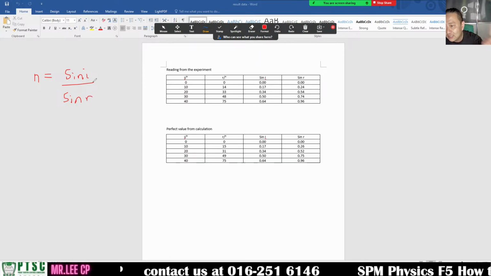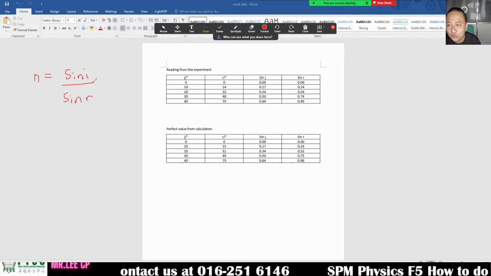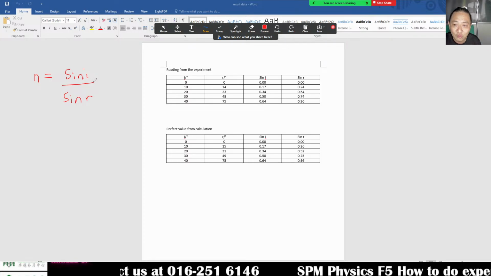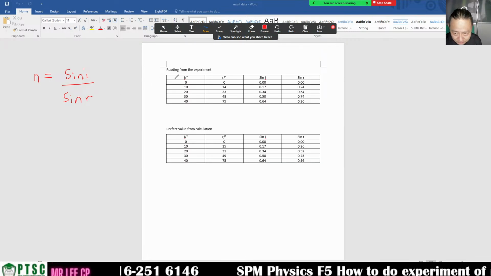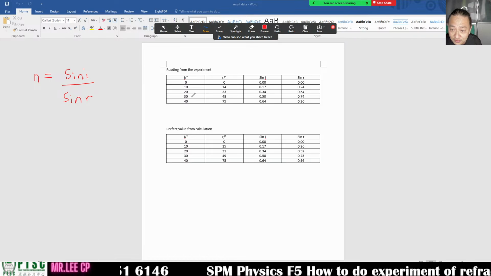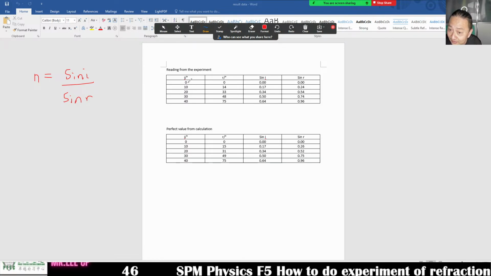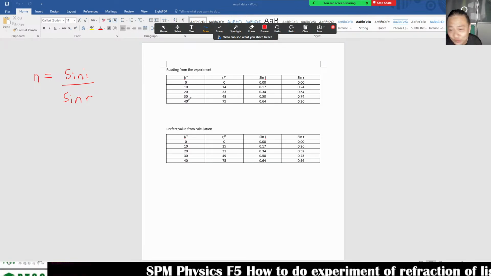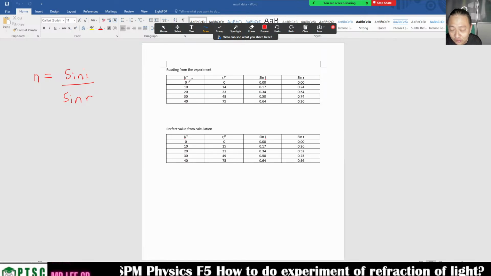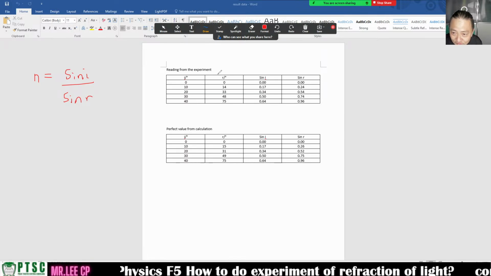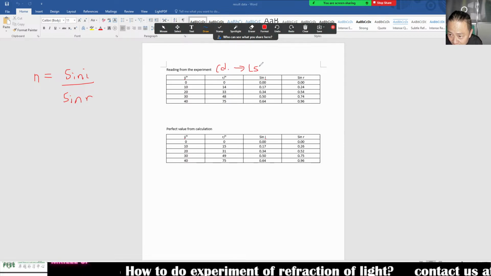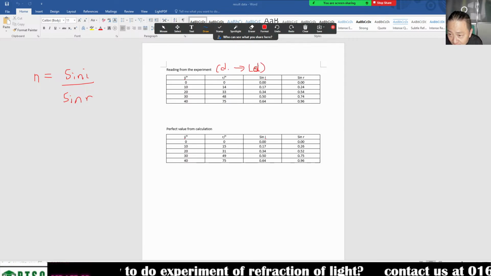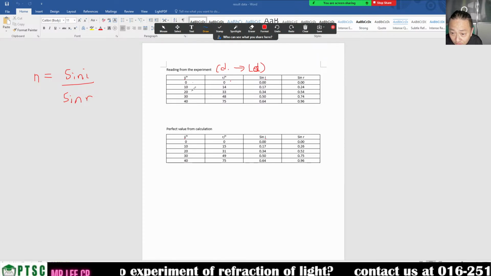Yesterday night a student messaged me, Cikgu, can you do acrylic 1.49 for me? This is a simple calculation, you go and do it on your own. Now I do this one from less dense to denser. You see 0 to 40. Then from denser to less dense, 0 to 0, 0 to 14.